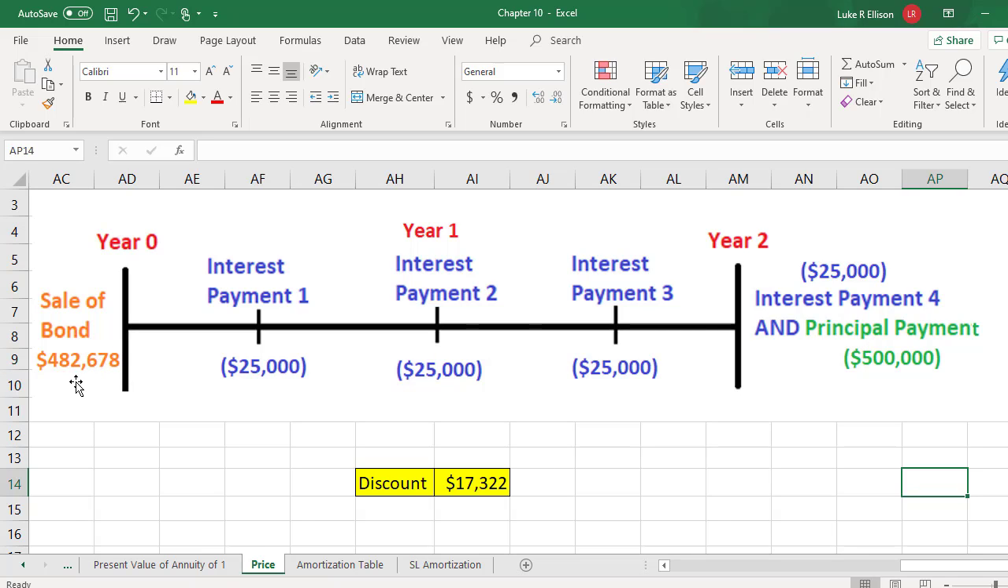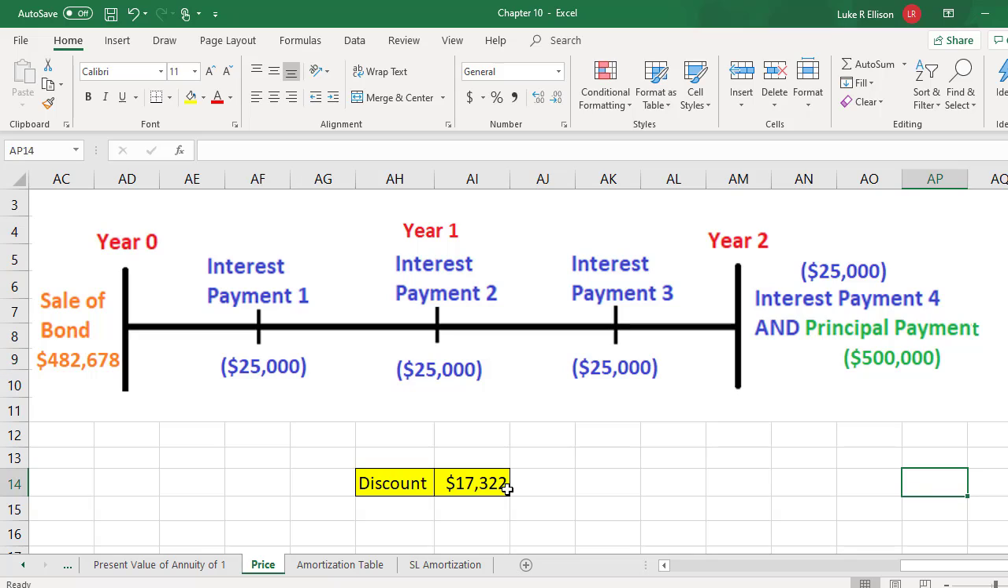So the selling price is $482,678. You can think of this as the amount that the company is borrowing, but they actually have to pay back more than what they borrowed. They have to pay back $500,000. So the additional amount that they have to pay back is the discount of $17,322, which is an additional form of interest expense. So we have interest expense from the payments and then also interest from the discount.